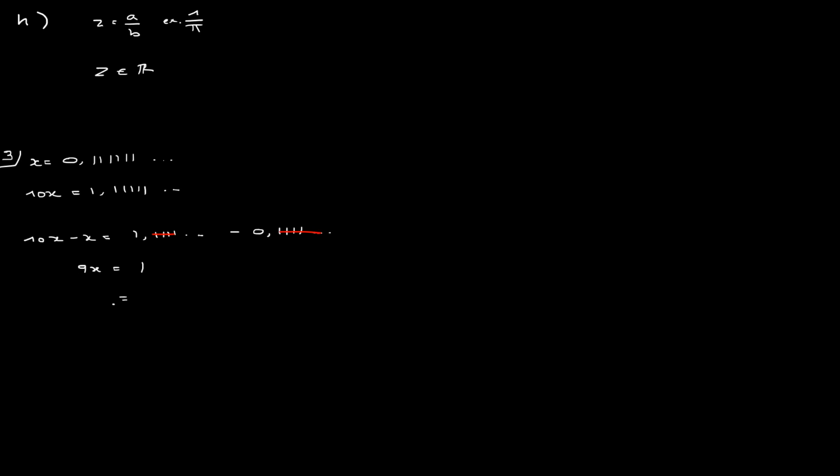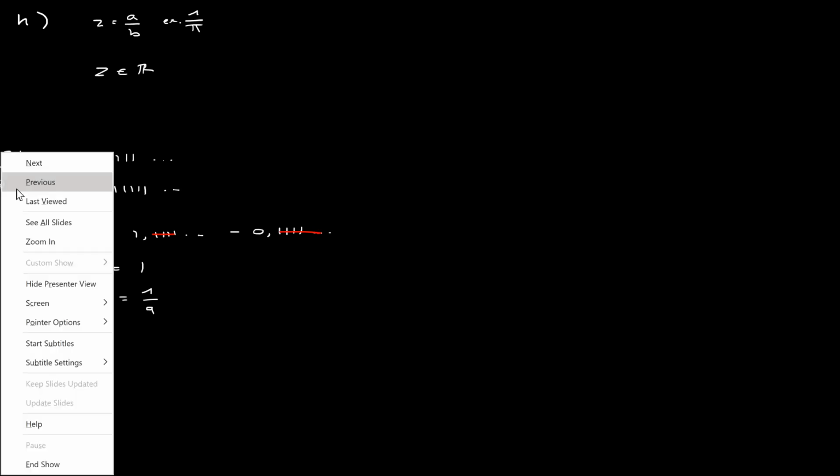So what can we find? Well, x is not only 0.1111, it's also 1 over 9. And this you can verify in your calculator. It will be 0.1111 repeating forever. Okay, that for A. Let's do one more.